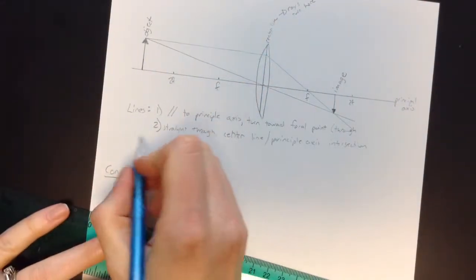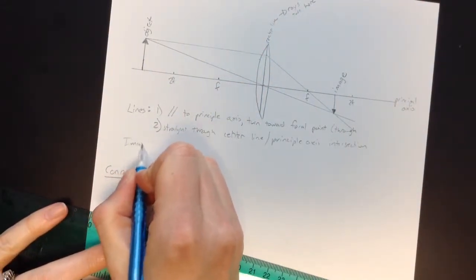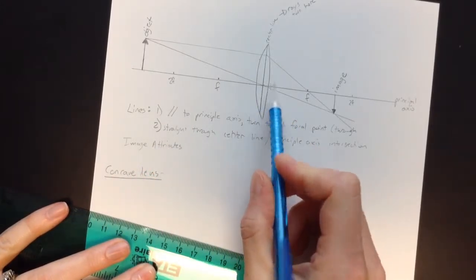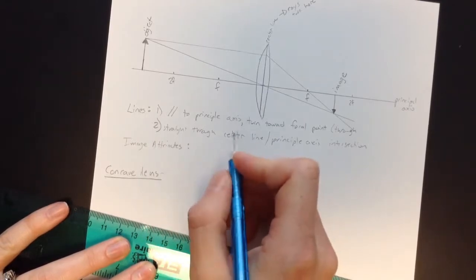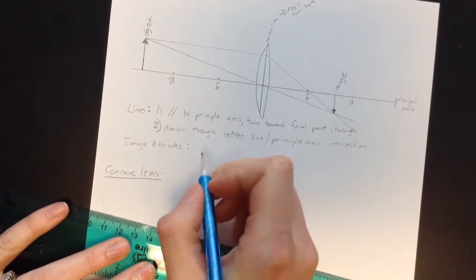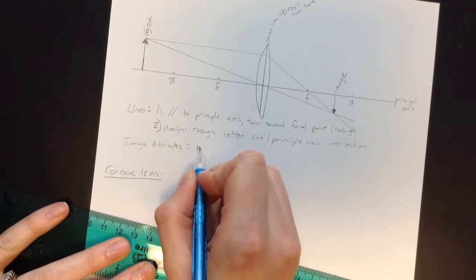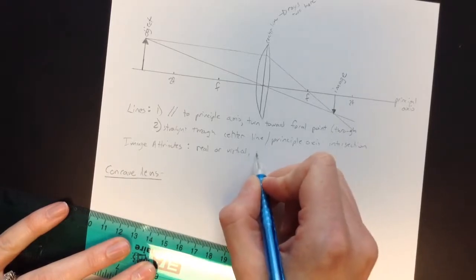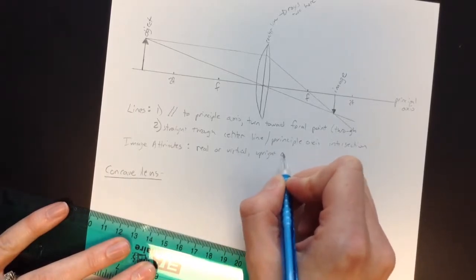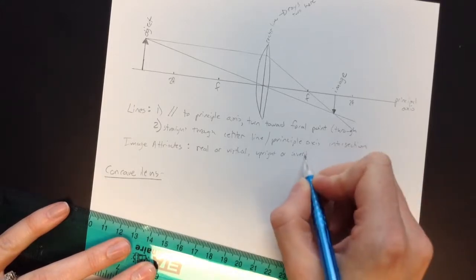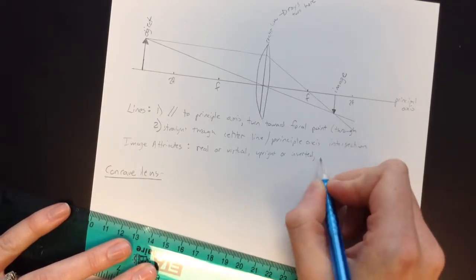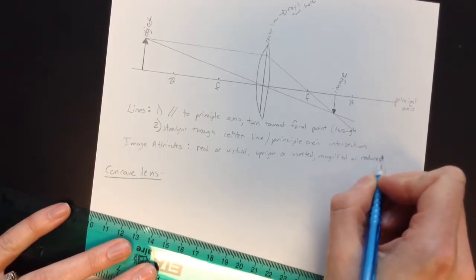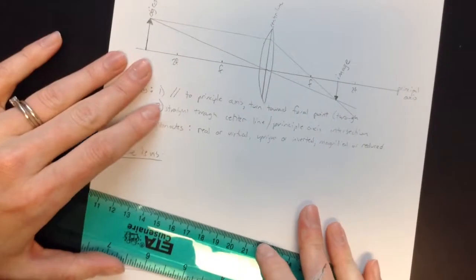So last time we talked about image attributes, so we'll talk more about those again. When it comes to a convex or a converging lens, it's like a converging mirror, which was the concave mirror. But they are either real or virtual. They could be either with this one. They are either upright or inverted. And they could be magnified or reduced. It could be either one. So it depends on where you put that, and we'll talk more about that here in just a second.